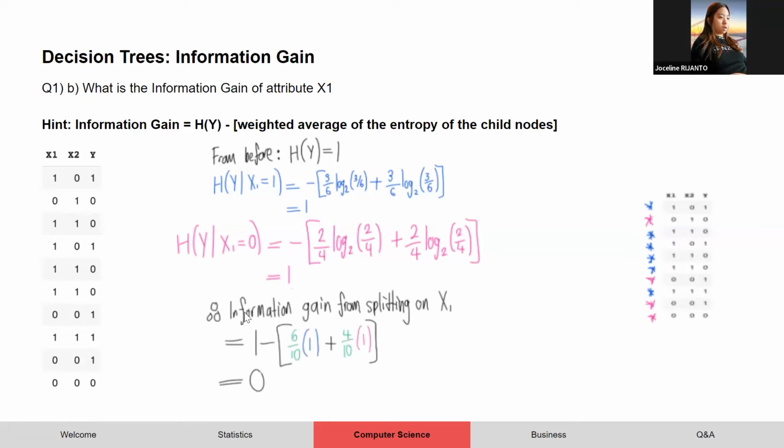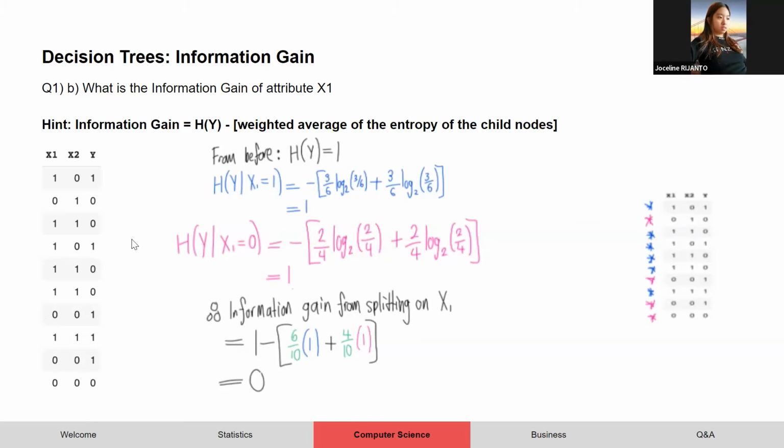And then afterwards, we multiply it by the probability when x1 is equal to 1. Out of 10 values here, there are 6 values when x1 is equal to 1, and 4 values when x1 is equal to 0. We multiply each by the corresponding entropy that we got from here and from here. Then we subtract it from 1, which is the entropy we found before, and we get an information gain of 0. This is not good because we did not get anything from this feature.